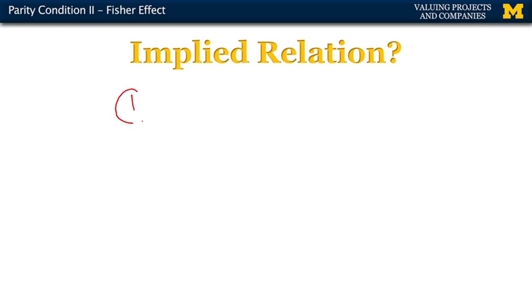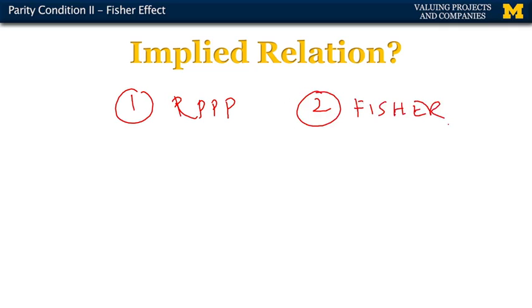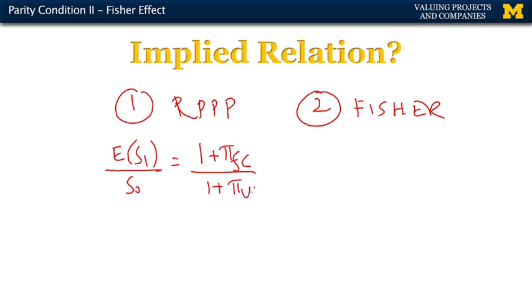So two parity conditions: PPP, and the second one was which one? Fisher. Both have to do primarily with inflation. So the first one said the following: that the expected percentage change, say in one period, has to be equal to 1 plus pi FC over 1 plus pi US, i.e. the exchange rate's job is to correct for or compensate for inflation, because if they don't, there's a lot of money making opportunity.